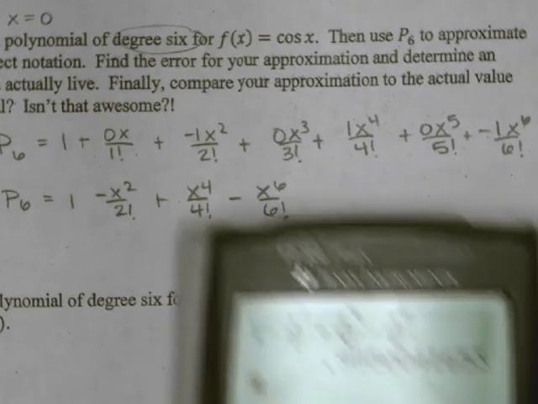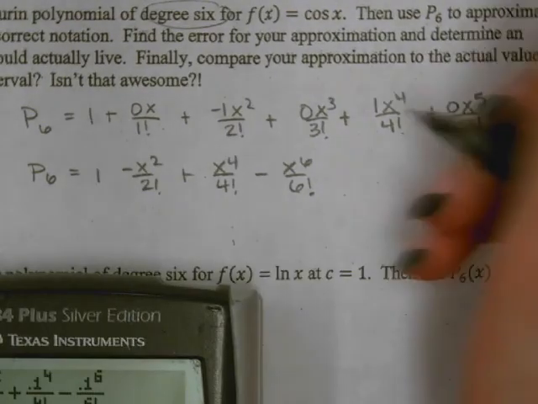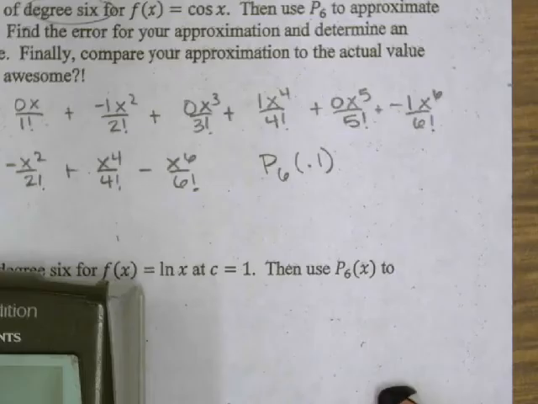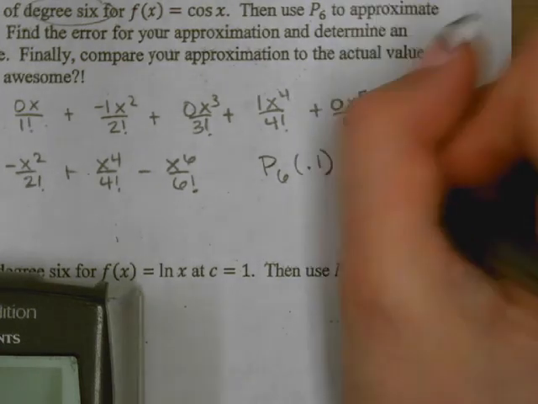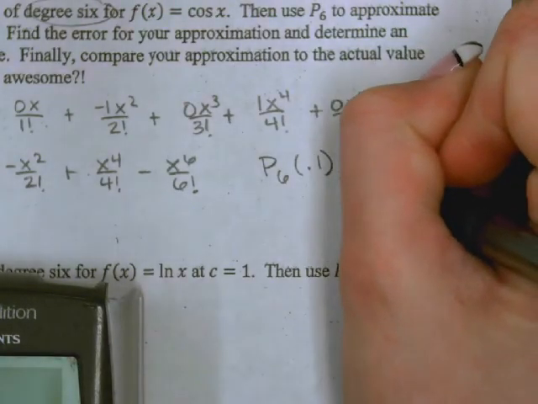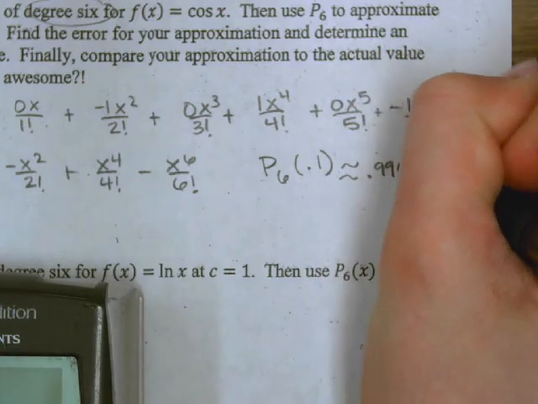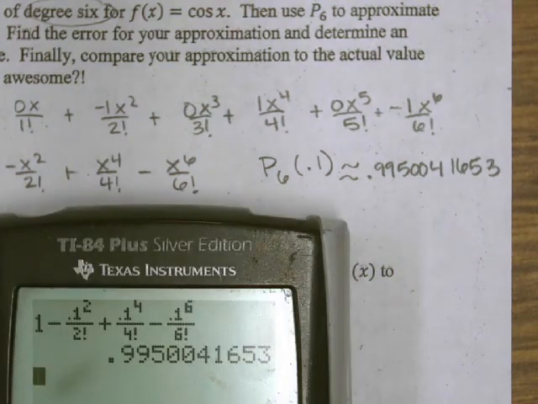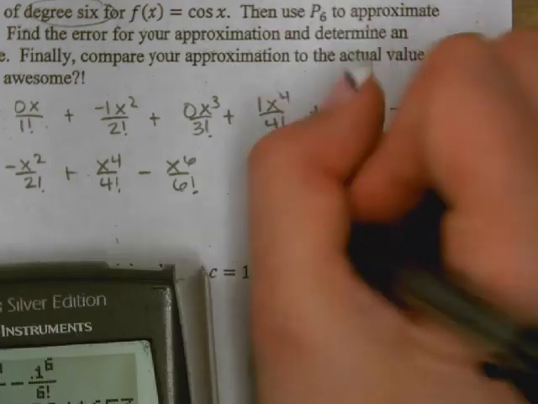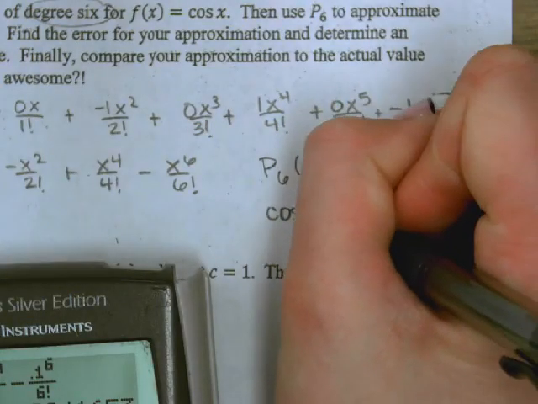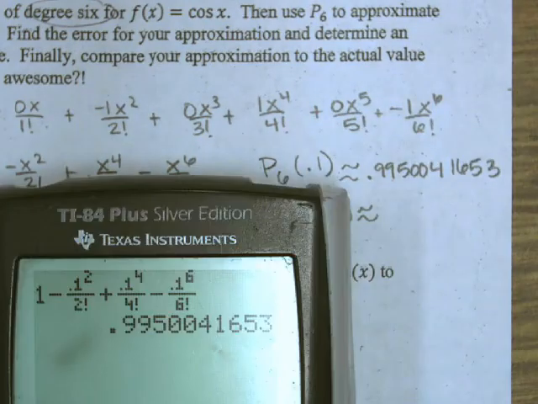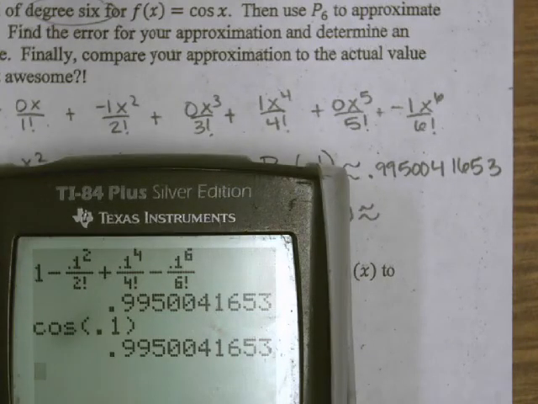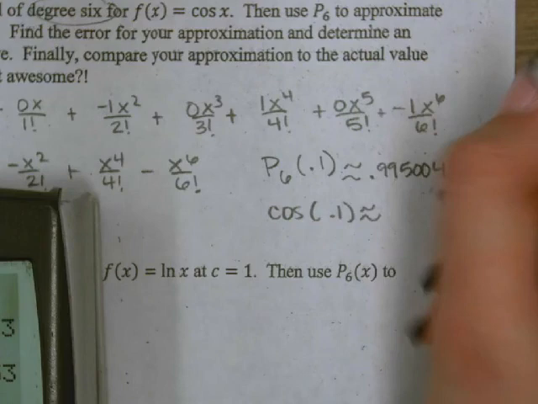Alright, so I went ahead and plugged it in already, and I'm going to say, if I plug in 0.1, because they wanted me to approximate cos of 0.1, then that is 0.995004165. That's what I have, right? And if I just plug in cos 0.1, you can see that at least to 10 decimal places it's the same, which is cool. So I'm going to say that's the same.